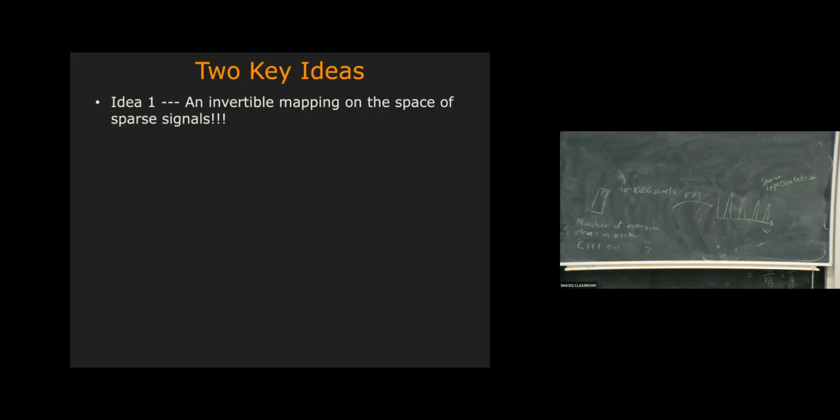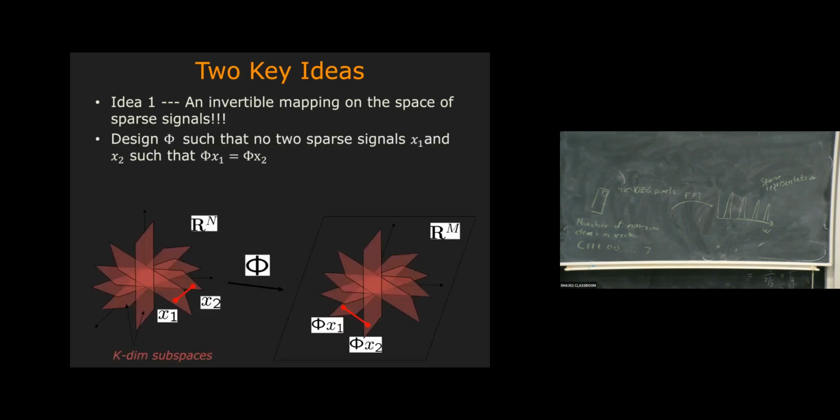But we have to enforce 2 key ideas. The first is that we need to have phi. Phi is the mapping, and it needs to be invertible. It's not full rank, but it has to be invertible, right? But a non-full rank matrix is not invertible. So we need to understand what to do.